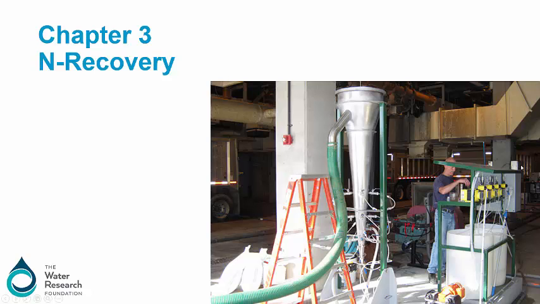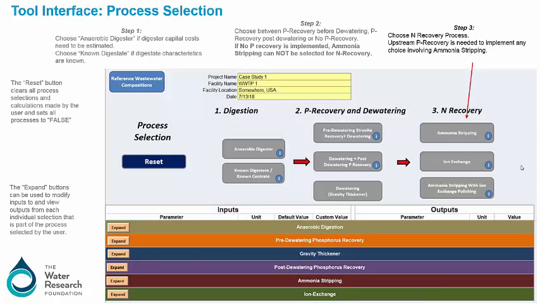Chapter 3, N Recovery. In Step 3, you choose the N Recovery process. Upstream P recovery is needed to implement any choice involving ammonia stripping.